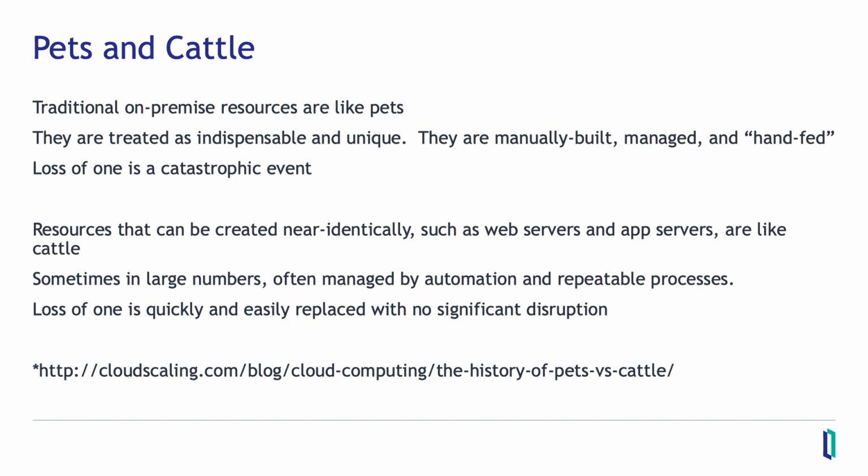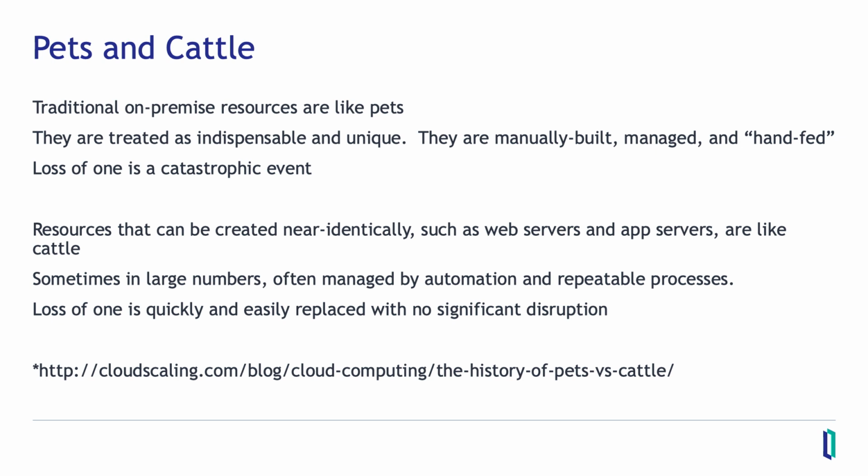All right. Some of you may have heard of the pets and cattle analogy comparing traditional infrastructure to cloud transformation. With traditional on-premise resources, they're kind of like pets. You treat them as indispensable and unique. They're manually built, managed, and hand-fed. And when you lose one, it's a catastrophic event. So you think about your main production system that's on-premise. You often build it very manually, configure it, and it's often very difficult to replace if something ever happens to it.